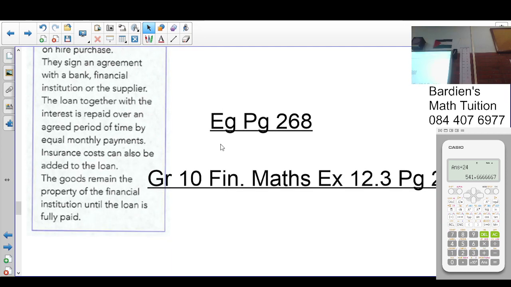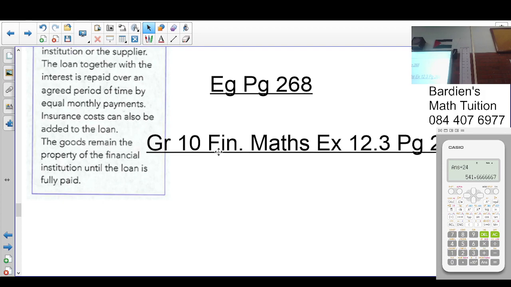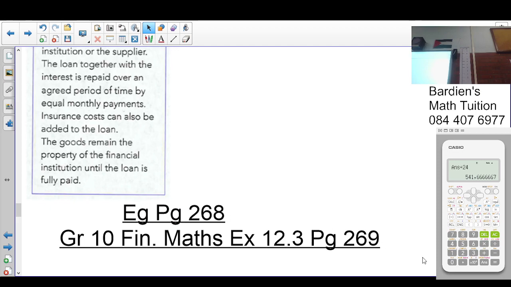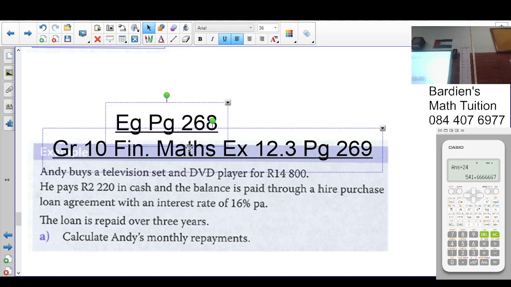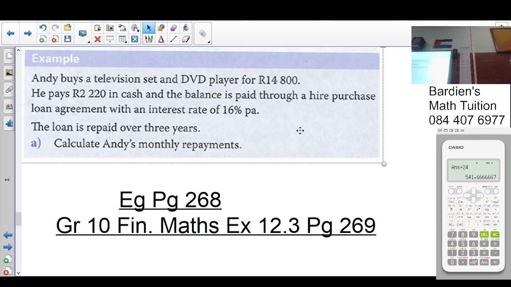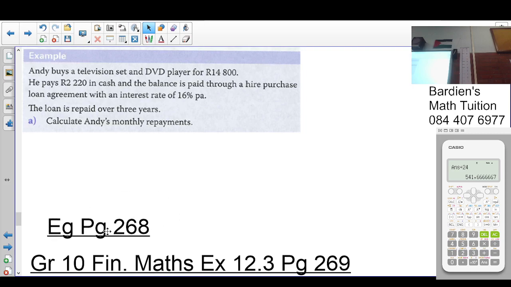Something to note at this point: insurance costs can also be added to the loan. Then we are told that the goods remain the property of the financial institution until the loan is paid in full. So that fridge remains the property of the financial institution or the shop you're buying it at until the loan is amortized or paid in full. Amortized basically means to pay in full.